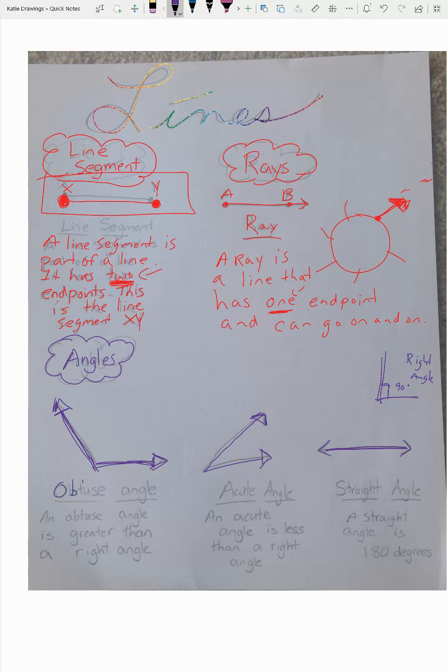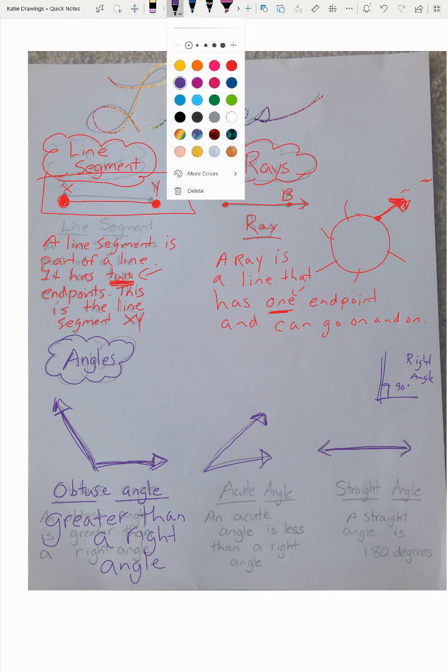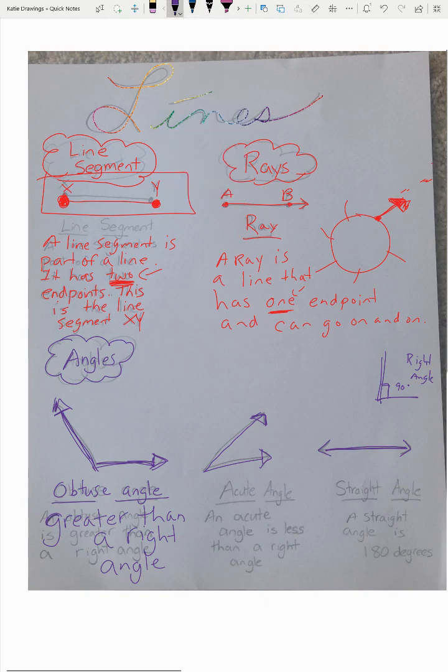So first one, obtuse. Go ahead, write it down. It's called an obtuse angle. An obtuse angle is basically anything greater than a right angle. Sorry, I should have made that a little darker. Greater than a right angle. So that basically means greater than what, you guys? How many degrees? So anything over 90 degrees.